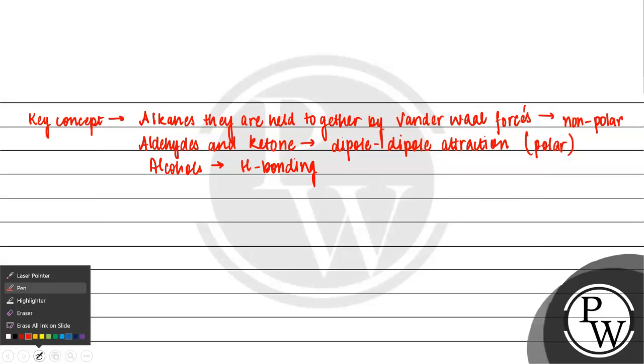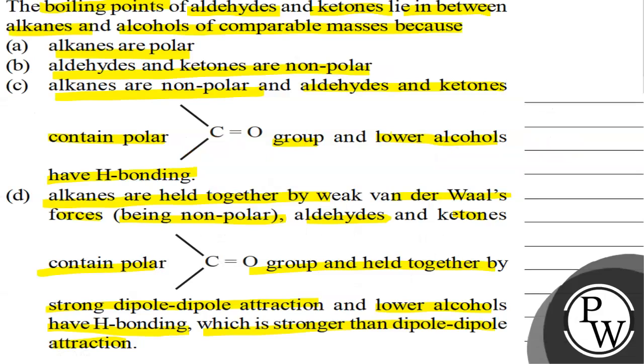Now let us further talk about this question. The first option says alkanes are polar. So this is false. We just discussed that alkanes contain van der Waals forces and are nonpolar in nature. And if we talk about point B, it says aldehydes and ketones are nonpolar. So this becomes false, because we discussed that aldehydes and ketones have dipole-dipole interactions which make them polar. So let us talk about the C and the D point.